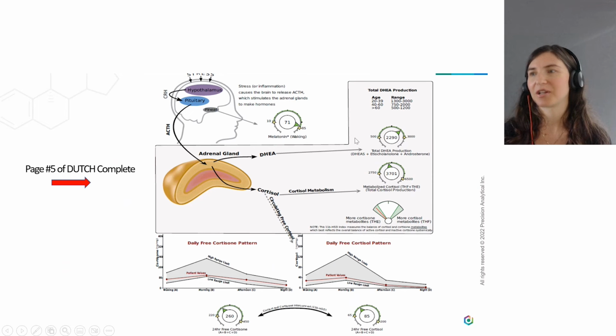So this is her adrenal panel here. This is page 5 of a DUTCH Complete. And on the top right, we can see her total DHEA. For her age, we want it between 1,300 and 3,000. She's within range. That looks good. Her metabolized cortisol tells you total cortisol production, and she's within range.